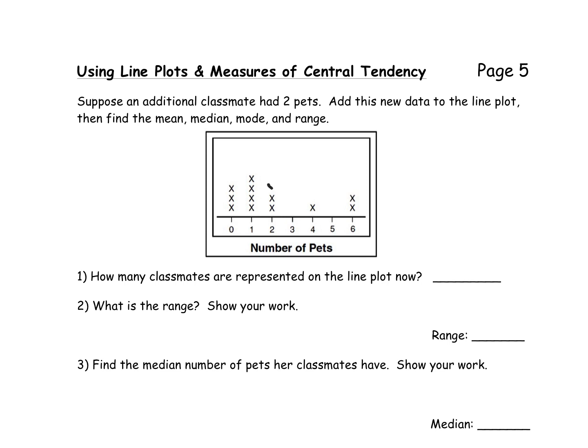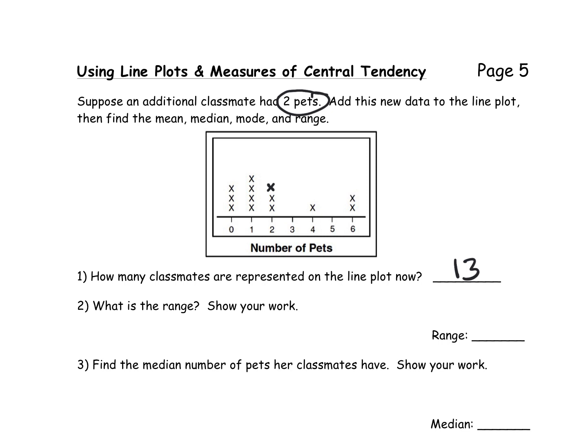So on the line plot, we're going to put another X above 2. So one more classmate is added. However, that classmate had 2 pets. So if we now count all of the data items, 1, 2, 3, 4, 5, 6, 7, 8, 9, 10, 11, 12, 13. There are 13 classmates that are now represented in the line plot.